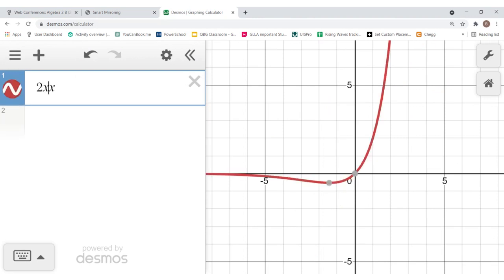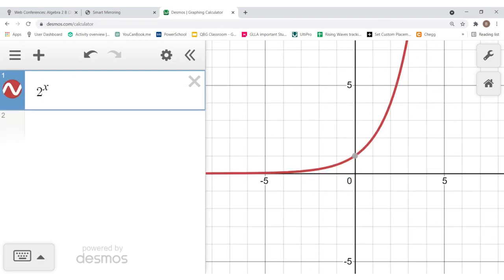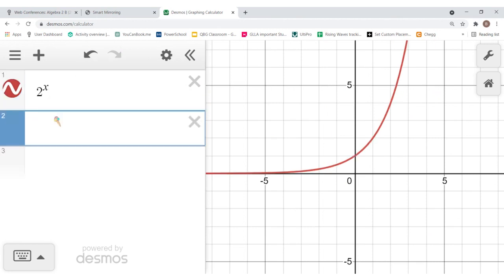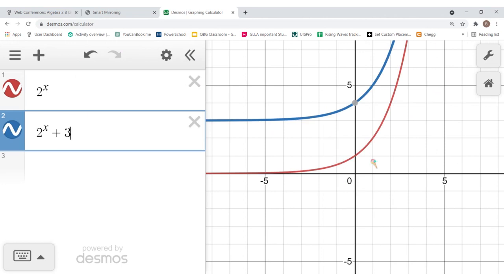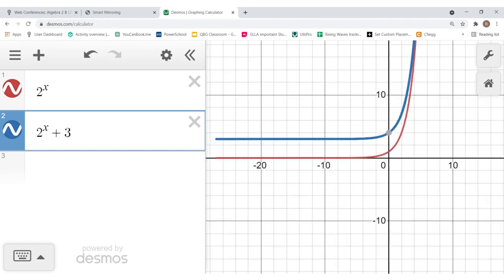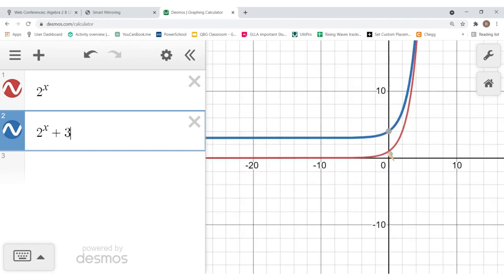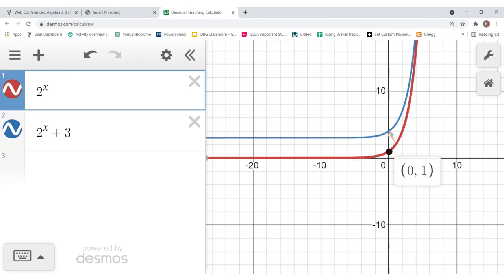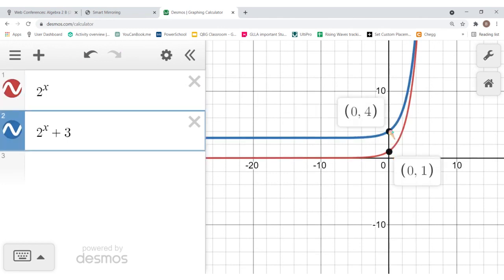Well, it's not cooperating, is it? 2 to the x. Okay, so here's our parent function, right? And I'm going to keep it there, and I'm going to call the next one the rest of everything that we're going to do. So if we had 2 to the x, and then we added 3 to it, you can see that all it did was move it up 3. So instead of crossing right there at 1, it crossed up at 4. So adding 3 at the end, that moves it.